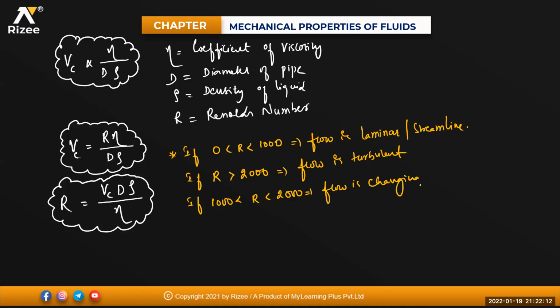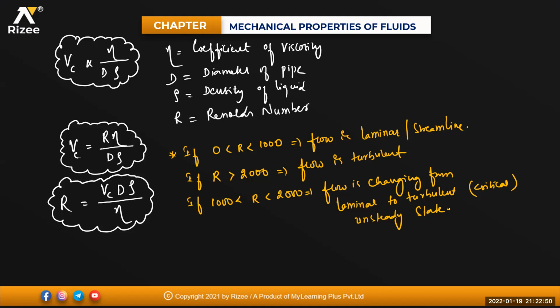changing from laminar to turbulent, which is called the critical or unsteady state. These values are very important, beta. Lesser than 1000, the flow is laminar or streamline. Greater than 2000, no doubt it is turbulent. The value between 1000 and 2000, when it is converting from laminar to turbulent, is called the unsteady or critical value. Clear, beta?